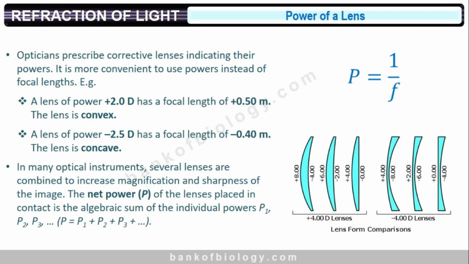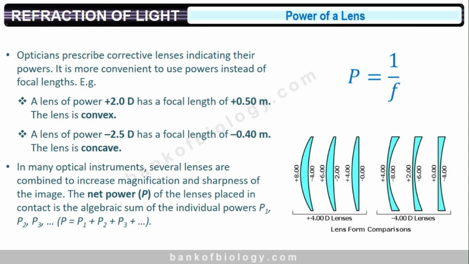Power of a lens. Opticians prescribe corrective lenses indicating their powers. It is more convenient to use power instead of focal length. A lens of plus 2.0 D has a focal length of 0.50 m. The lens is convex. A lens of power minus 2.5 D has a focal length of minus 0.40 metre. The lens is concave.